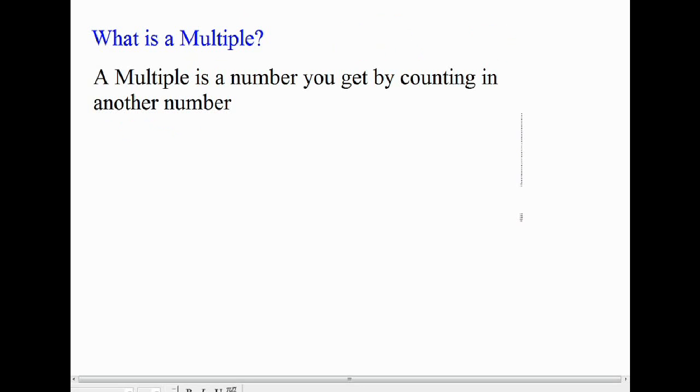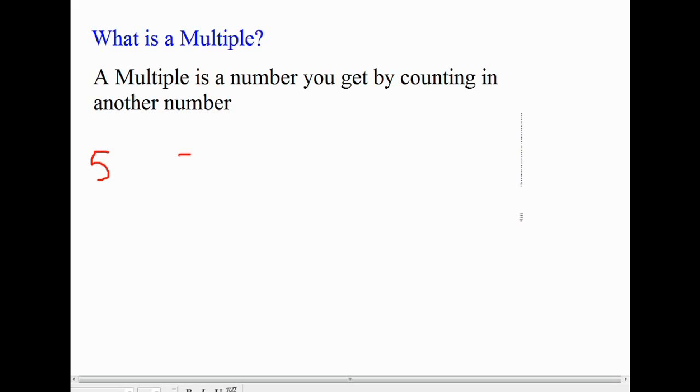So the next thing we're going to talk about is multiples, and the first question we're going to want to ask ourselves is, what is a multiple? Well, a multiple is a number you get by counting in another number. So for example, if we take 5, multiples of 5 are just the numbers we get by counting in 5s.